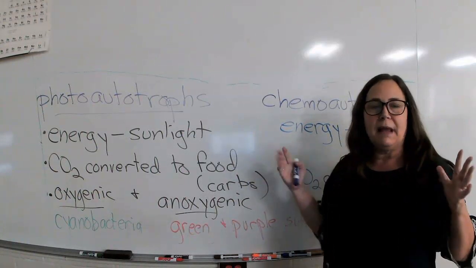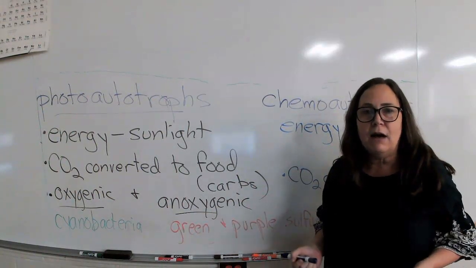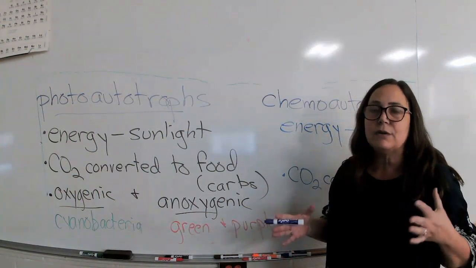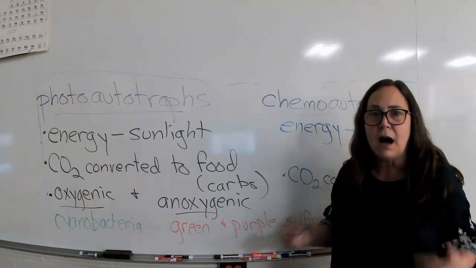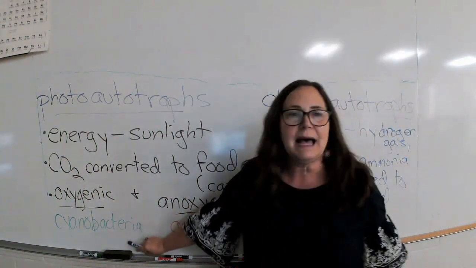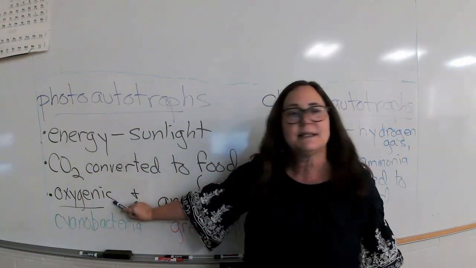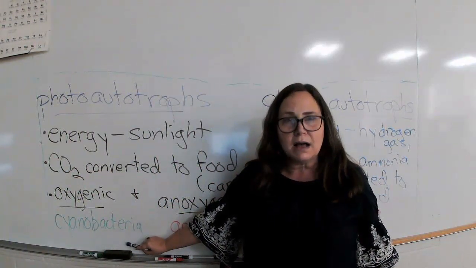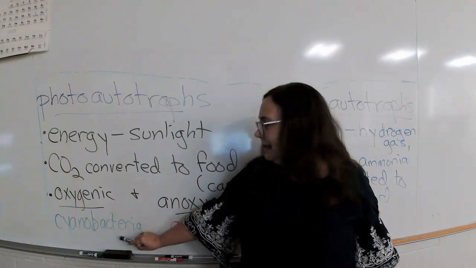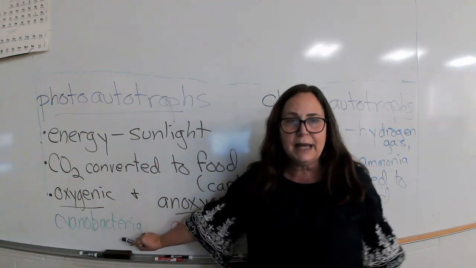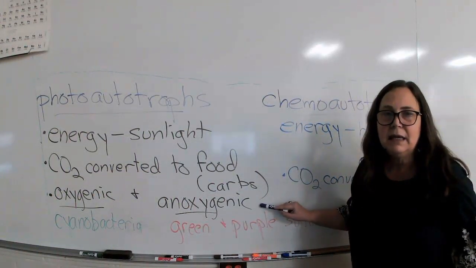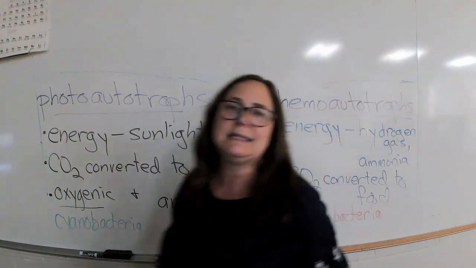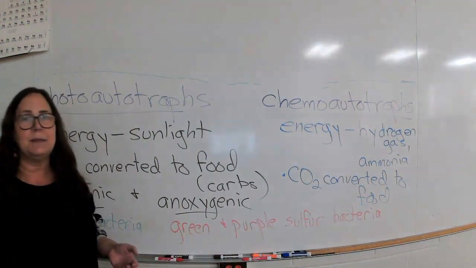Now, the photoautotrophs do carry out photosynthesis, but the ones that actually carry out true photosynthesis, meaning that they produce oxygen gas, are the cyanobacteria. We call them oxygenic because they do carry out true photosynthesis and they produce oxygen gas as a waste product. And so those are called cyanobacteria. Then we have some that are anoxygenic. So they still carry out a type of photosynthesis, but they don't produce oxygen as a byproduct.